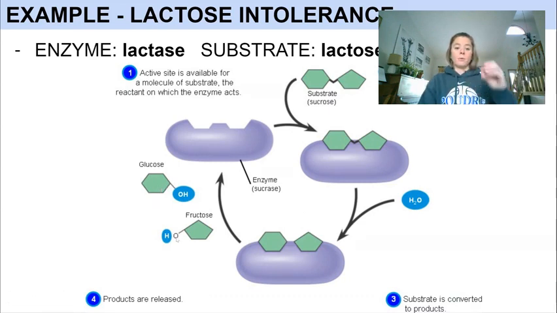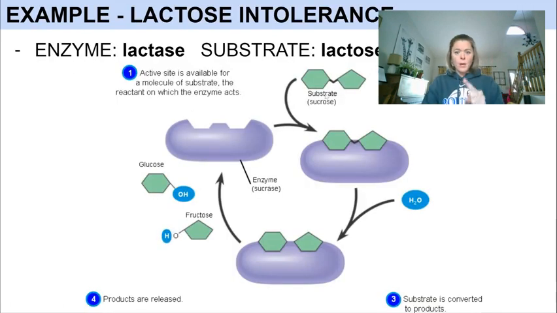You have to absorb glucose and galactose separately. If you try to absorb the whole thing really big, it doesn't get in there. People who have lactose intolerance, you know what that makes you feel like. You just feel bloated, you feel gassy because you're not digesting things properly, is what it comes down to.